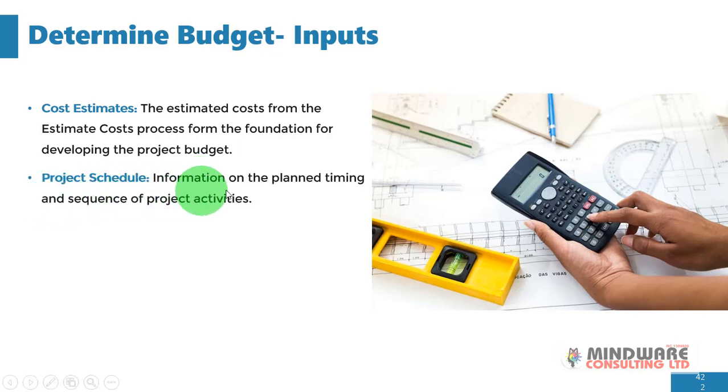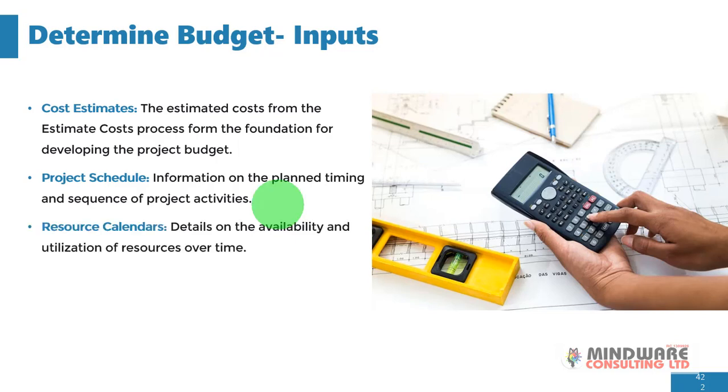Project schedule. Information on the planned timing and sequence of project activities. If we're going to have proper budgeting, we have to have the timing for each activity in our project. We have to know the flow, the sequence of each activity and when they should be taking place. This will also help us in allocating funds as well.